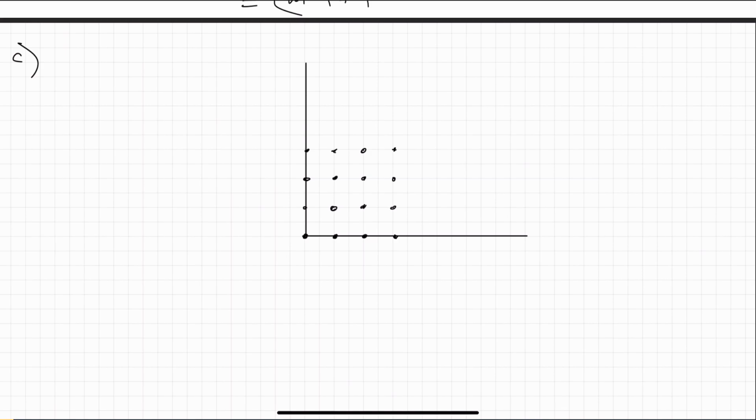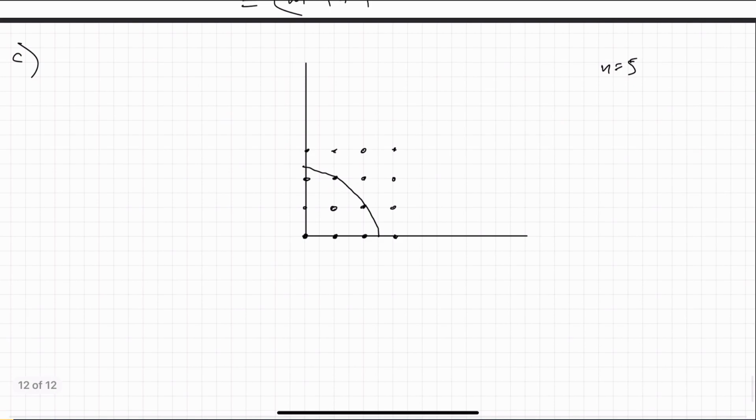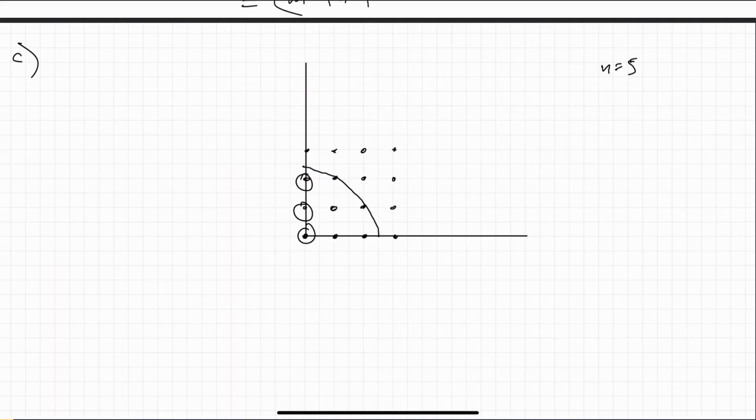And let's consider the case where n is equal to 5. So the radius is root 5, so it's going to have to pass through this point and this point. Let's draw that in. Oops, that's the rubber. So we go through here, here, and here. Notice that this problem of finding pairs of numbers is equivalent to counting how many points are inside and not on the boundary, because look here, it's a strict sign. It's not less than or equal to, but it's less than. So how many points are inside the circle but not on the circle?